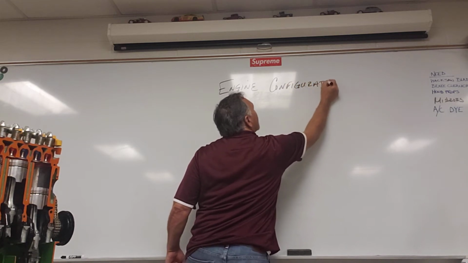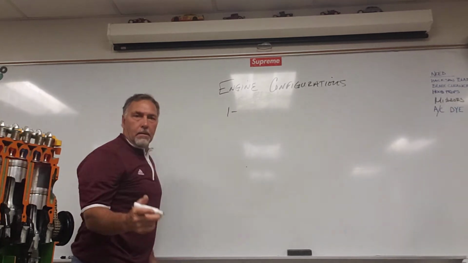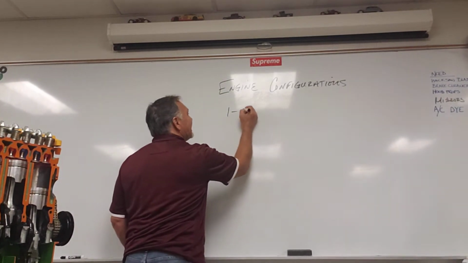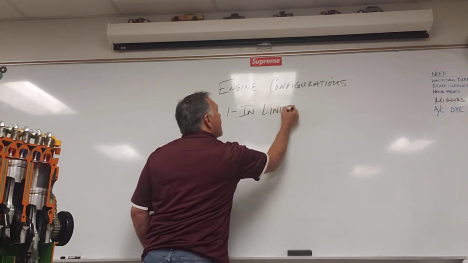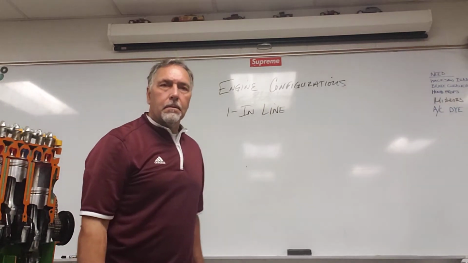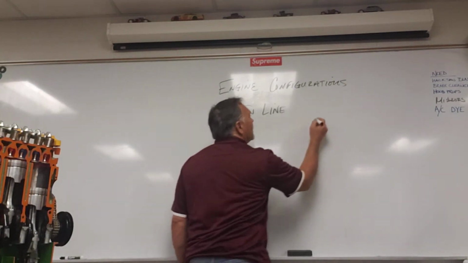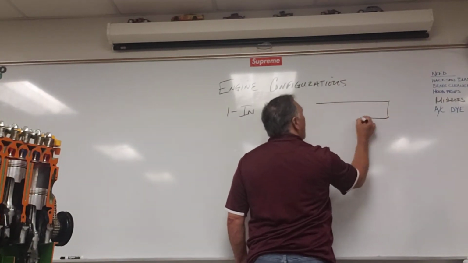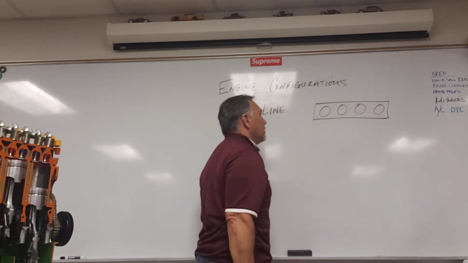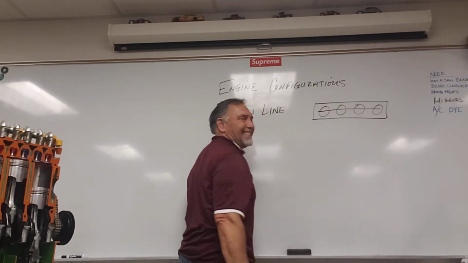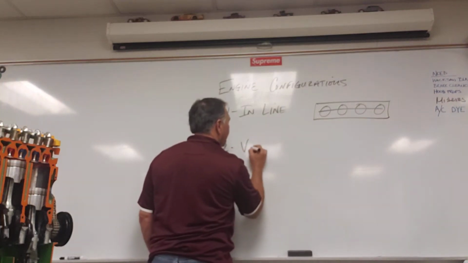There are three types. Do you remember what those are? One, most common, is inline. That means that the cylinders are all in a line, 1, 2, 3, 4, for example. They're in a straight line. That's an inline. The second most common is a V shape.